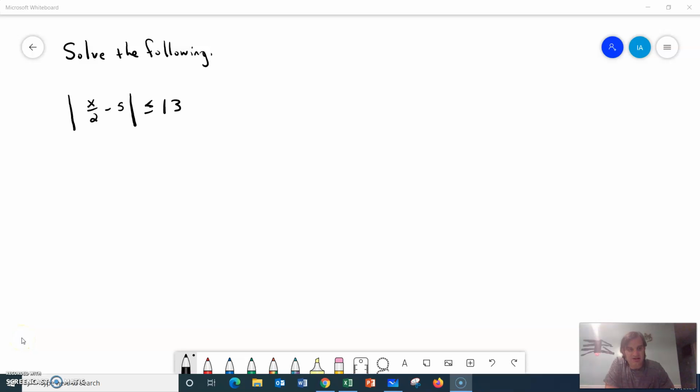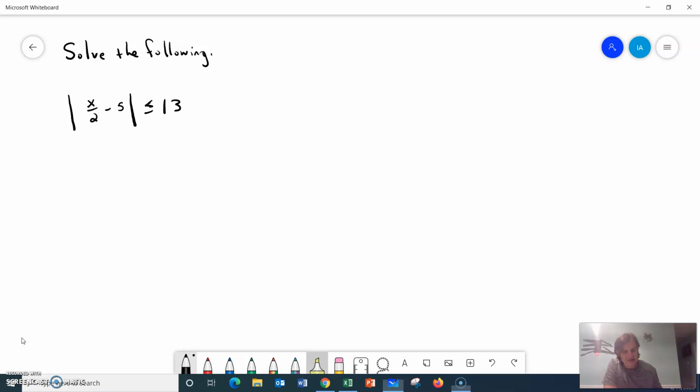Hey, it's Mr. Allred here, and we're going to solve a practice problem with absolute value inequalities. The one we have here on the left is the absolute value of x over 2, minus 5. All of that is less than or equal to 13.